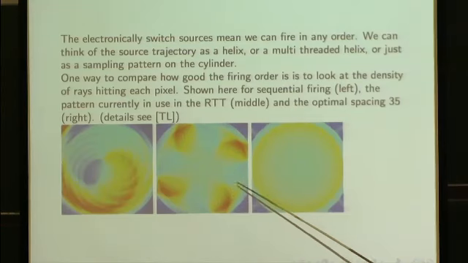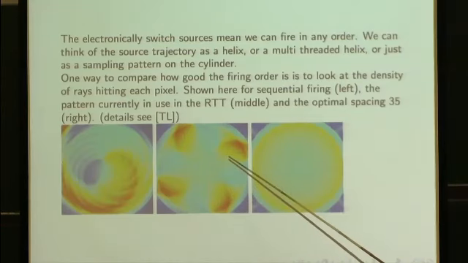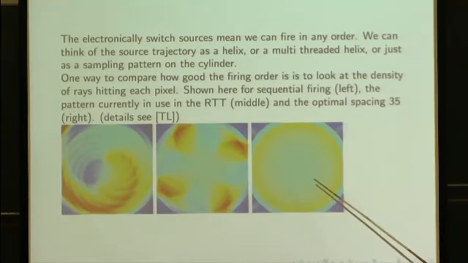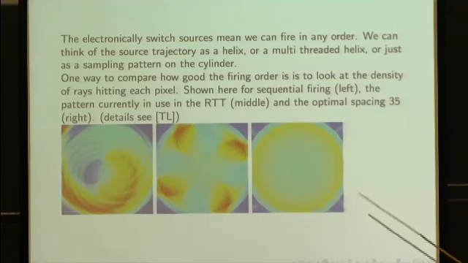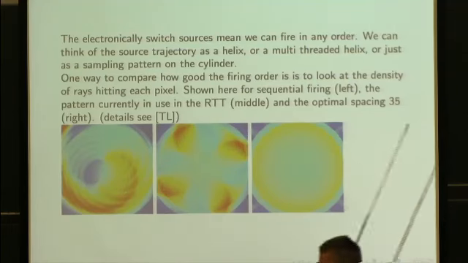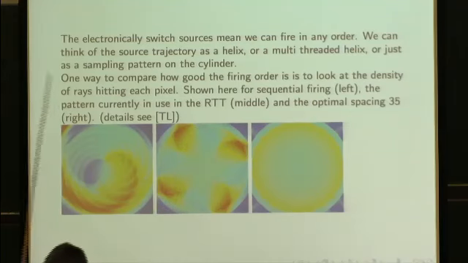The pattern currently used by the RTT, I guess it probably is 4-threaded helix, is that one. And the optimal spacing, where you skip 35, so you fire every 35th one, and that actually maps out all of them, is very uniform. So that looks winning. And there's another criteria that you could use, and we couldn't do this for the full resolution system, we had to use smaller pixelization.